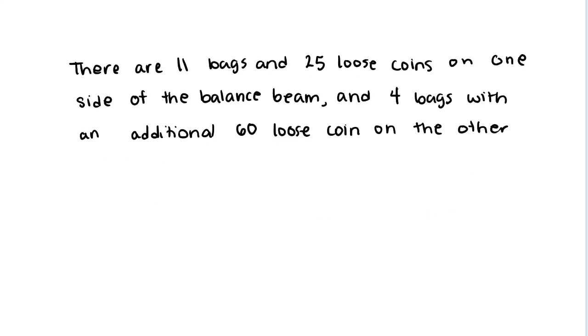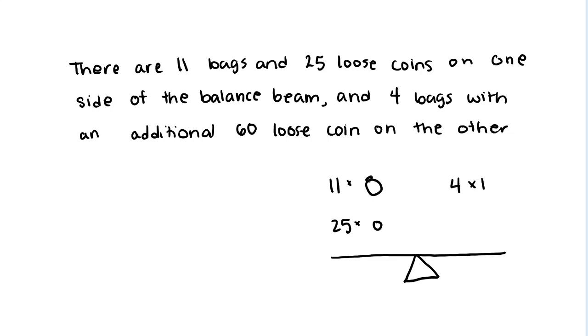So here it says there are 11 bags and 25 loose coins on one side of the balance beam. So if I draw a balance beam out, there are 11 sets of bags and 25 sets of coins on one side, and then there's 4 bags. I almost wrote B for bags. Maybe I'll make this a little clearer. It's just a bag. And then 60 sets of coins on the right side.